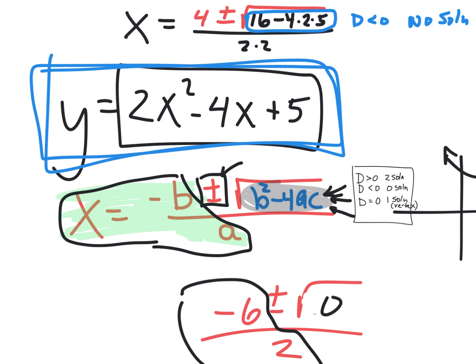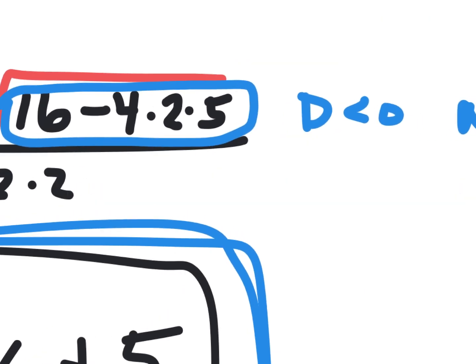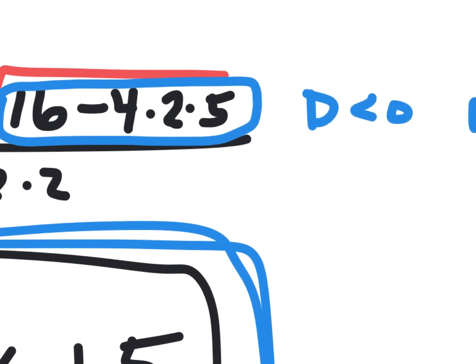So what was the discriminant? It's 16 minus 40. I believe that's negative 24. Does that sound right? So the discriminant was negative 24. And the way you'd answer the question is D was negative 24.